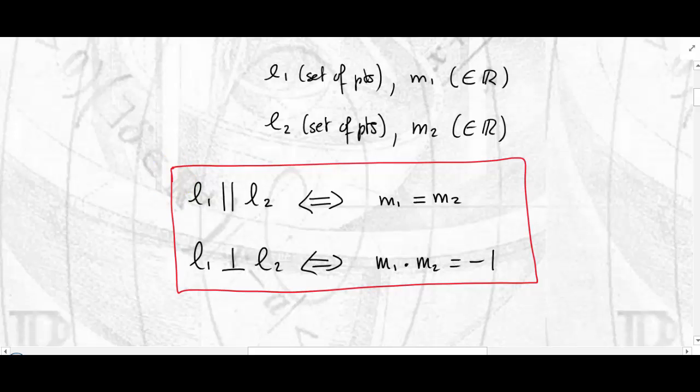Okay, let's practice some examples. In the first example, you have to find an equation. I'm not specifying what kind of equation, so you're free to choose. There are different forms for it. An equation of the line parallel to this line, and that goes through this point.